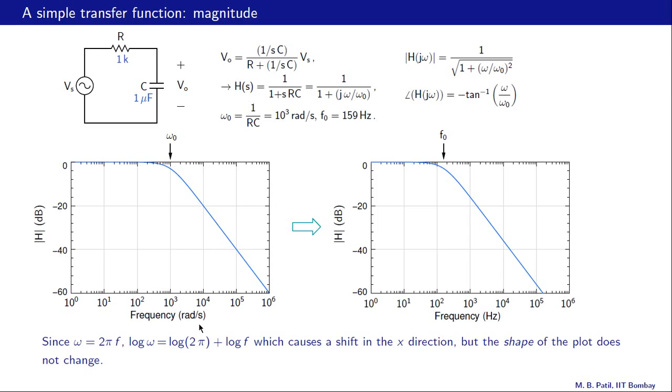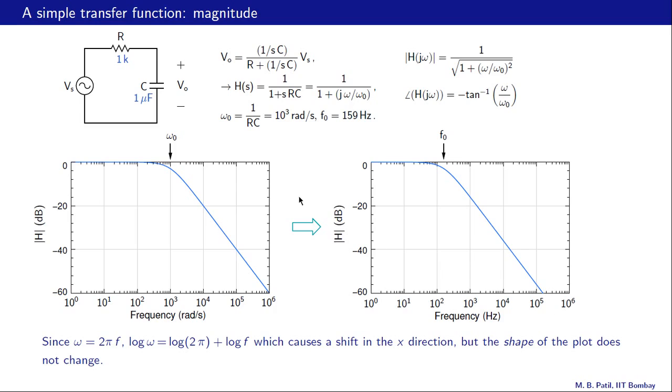In particular, we have seen that this omega 0 serves as the boundary between the low frequency part of mod h and the high frequency part of mod h. And so let's focus on this boundary as we change the axis from radians per second to hertz. And let's say we keep these numbers the same, that is omega is going from 10 raised to 0 to 10 raised to 6 in this plot, and the frequency in hertz is going from 10 raised to 0 to 10 raised to 6 here in this plot.